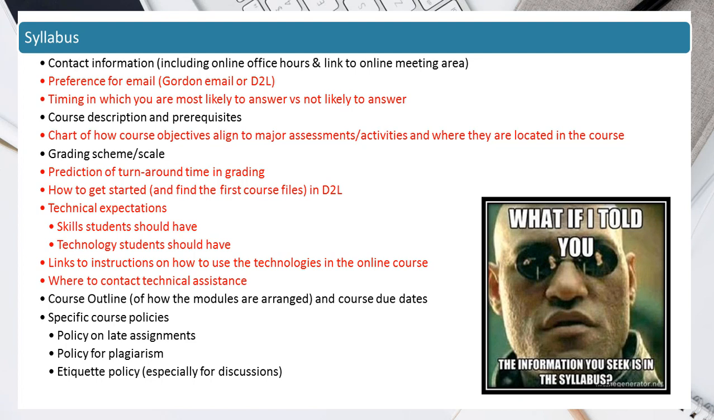You also want to include technical expectations in terms of what skills the student should be able to have to complete the course, as well as the technology itself that the students need to be able to have. You also want to give some guidance as to how to get started in D2L, where to find your first set of content modules. You also maybe want to include instructions of how to use the technology in the online course, as well as who to contact for technical assistance. Then finally, you do want to have your course policies, which are probably already in your face-to-face course. Things like your policy on late assignment, plagiarism, etiquette, etc.